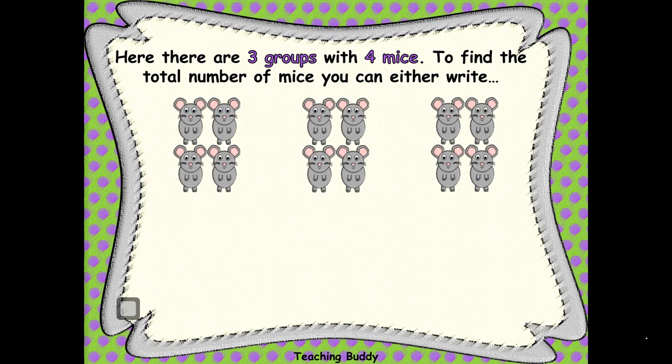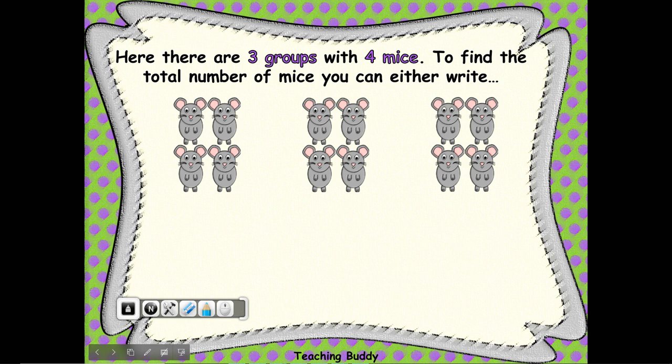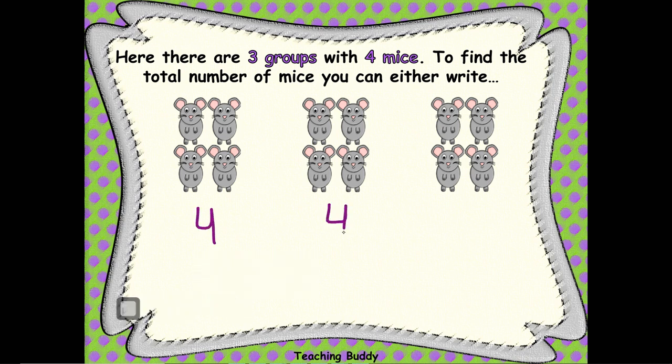Let's try it with these mice. I'm going to get my pen so we can try this one together before it does it for us. Let's do this with purple. So I have 4 mice here, 4 mice here, and 4 mice here. I have equal groups. Each group has 4 mice in it, so I'm going to add them together for my repeated addition. So 4 plus 4 plus 4 more. Think about that in your head. If you got 12, then you are correct.